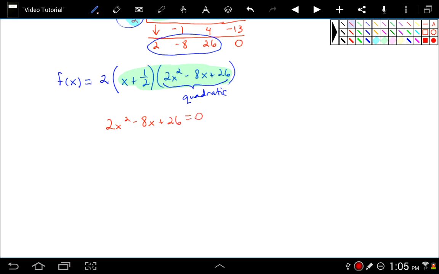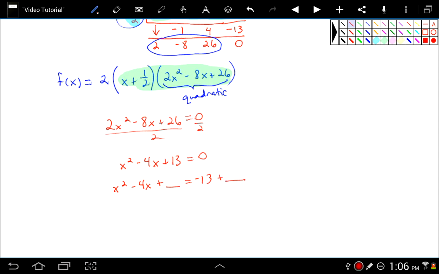I'm going to do this by completing the square, and to complete the square I'd like this to be a 1 in the front, so I'll divide both sides by 2, which gives me x squared minus 4x plus 13 equals 0. Then I'll subtract my 13 over, and then I need to make the left side a perfect square by adding something, and then keep the equation balanced.